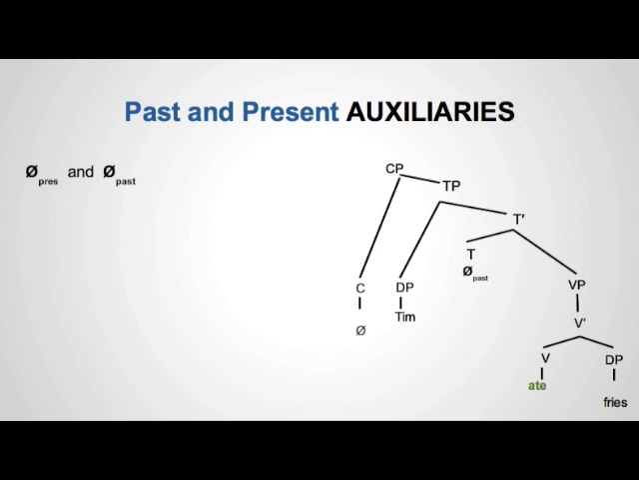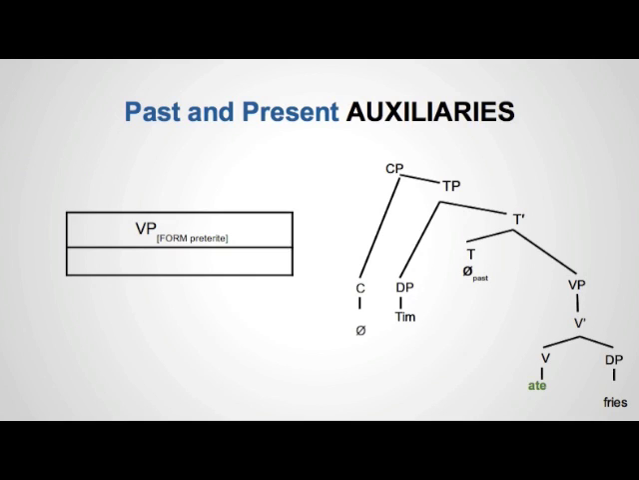Carney argues that the tense is not in ate, but rather in the T category that precedes it. This would be marked in the theta grid for the null past. It requires that its internal argument be headed by a verb with a very specific feature. And he says that this feature should be form preterite.